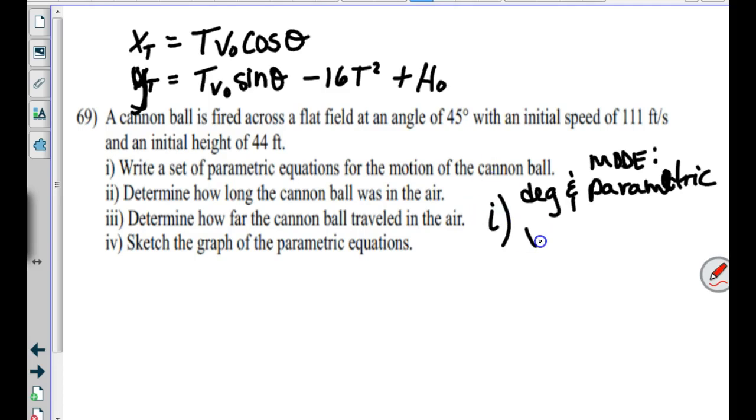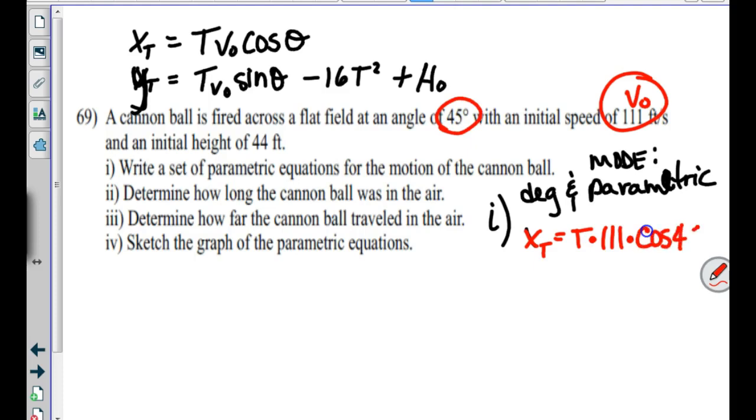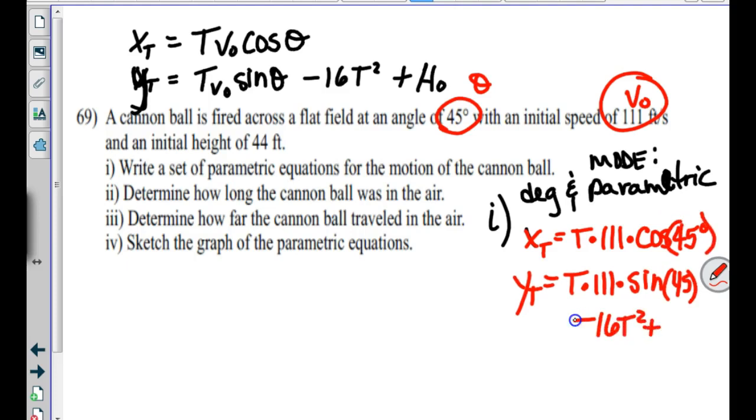Okay, so x of t, we're going to put in t. What's v sub 0, guys? 111. And the angle is 45, so we're going to have cosine of 45 degrees. And then y of t, we will have t times 111 times the sine of 45. And then minus 16t squared plus 44. Are y'all just going to get this one wrong? Because this might be the one that's worth 2 points. Honestly, can't remember.